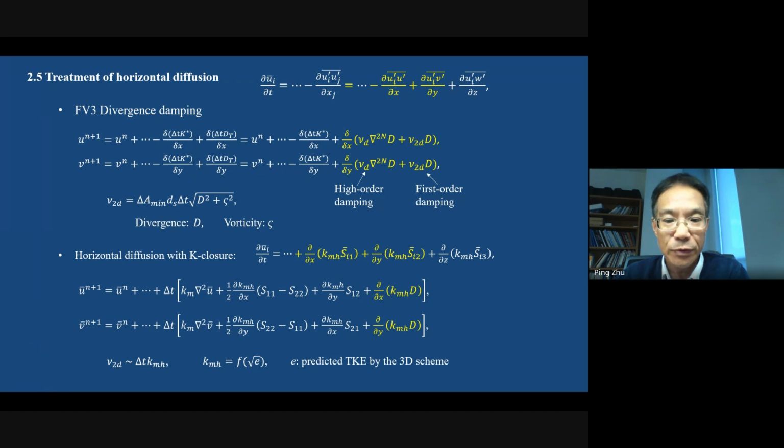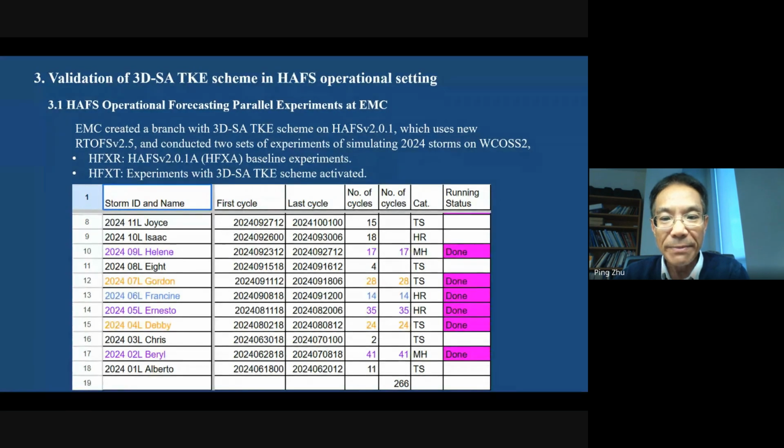For this version of the 3D scale-aware TKE scheme, we leave the high order damping term untouched, but we are working with GFDL to explore the possibility to replace the divergence damping with horizontal diffusion formulated by 3D K closure in the FV3 dycore. Next. We implemented the 3D scale-aware TKE scheme in operational HAFS v2.